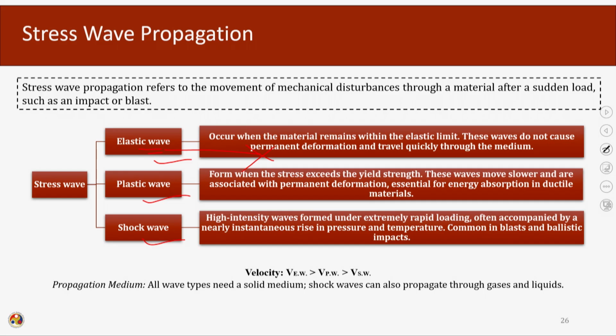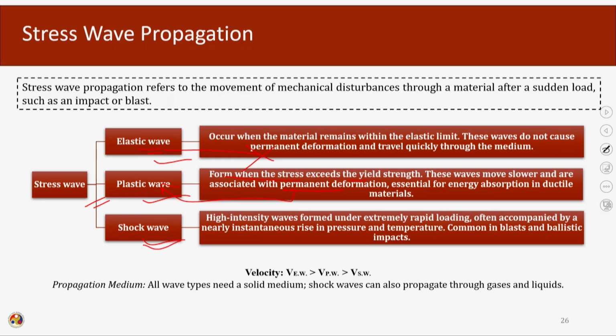Plastic wave formation occurs when the stress exceeds the yield strength. So, if the induced stress is more than the yield strength, the plastic wave will occur. These waves move slower and are associated with permanent deformation, essential for energy absorption in ductile materials. As the name suggests, as they are plastic waves, they will be associated with permanent deformation.